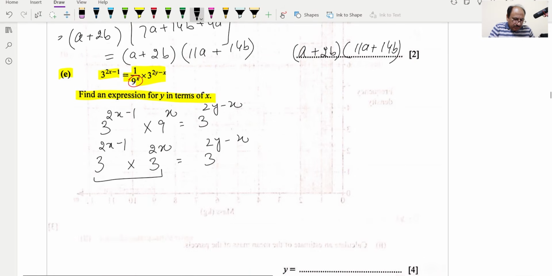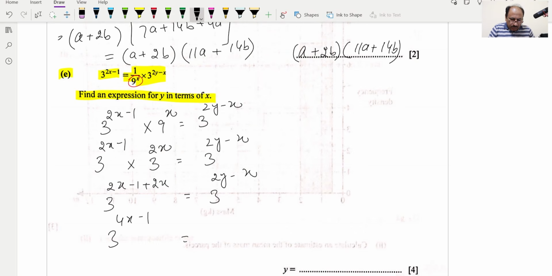Basically bases are same, so their powers will be added. So this will be 3 raised to 2x minus 1 plus 2x, which will be equal to 3 raised to 2y minus x. So the next step will be 4x minus 1 equal to 3 raised to 2y minus x. Bases are same, so we can leave the bases, and powers we can compare. And if we compare the powers, it will be 4x minus 1 is equal to 2y minus x.